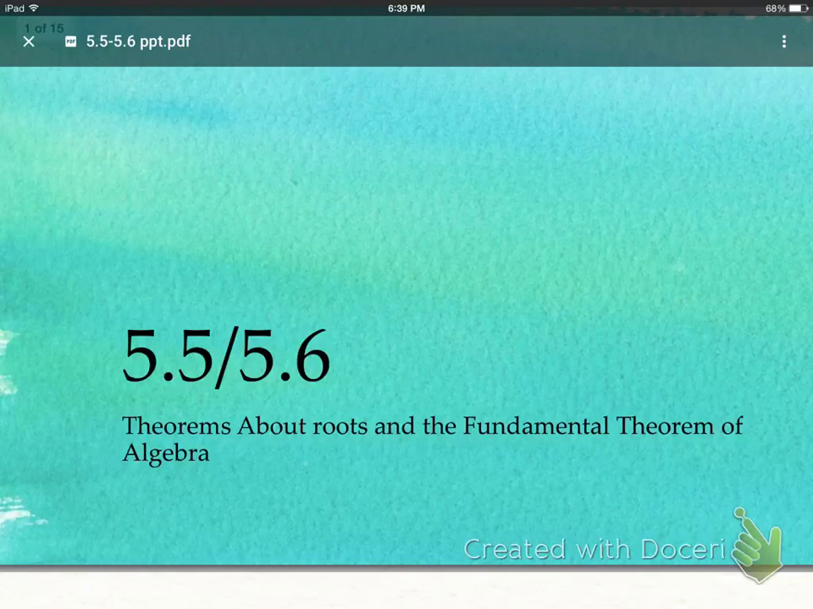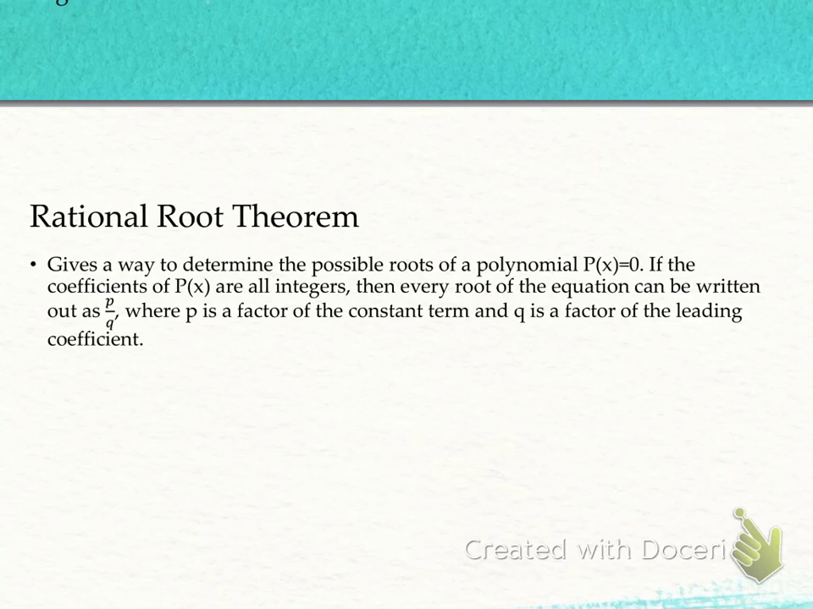Okay, this video is going to be talking about the theorems about roots and the fundamental theorem of algebra. The rational root theorem basically states a way to determine whether something is a possible root. We're going to use the equation P over Q, where P is a factor of the constant term at the back end of the equation and Q is the leading coefficient, so the number in the front of the equation. And it will give us our possible answers that could be roots.